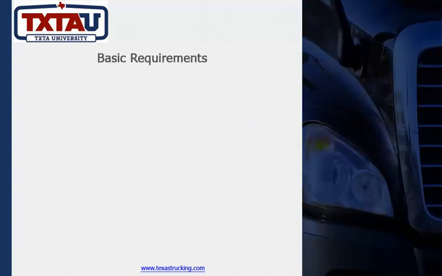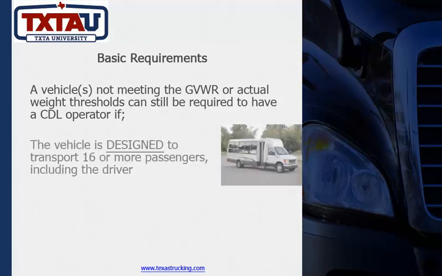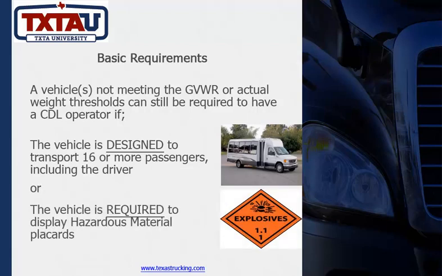The last method is either operating a passenger vehicle or transporting hazardous materials. A vehicle or vehicles not meeting the GVWR or actual weight thresholds can still be required to have a CDL if the vehicle is designed to transport 16 or more passengers, including the driver. The key word here is designed. Or the vehicle is required to display hazardous material placards. The key word here is required.